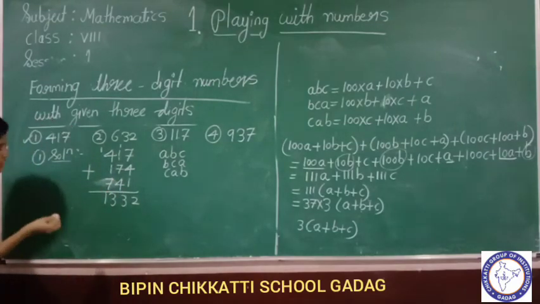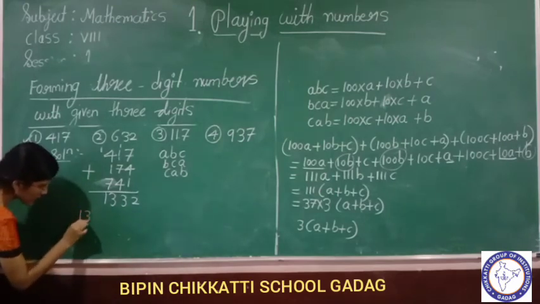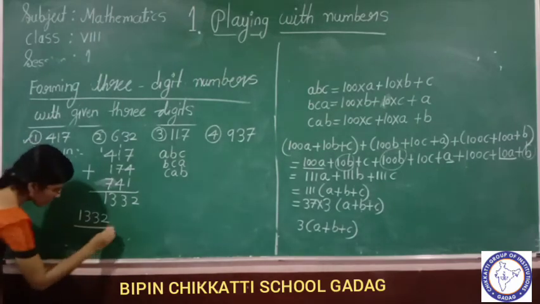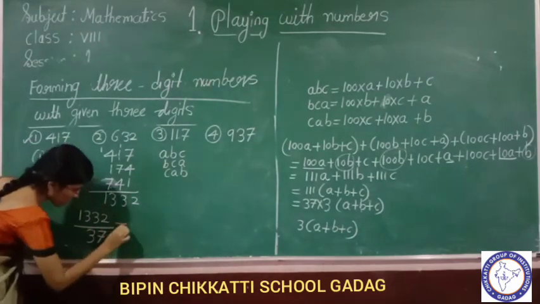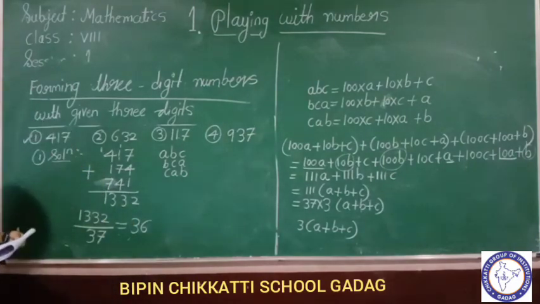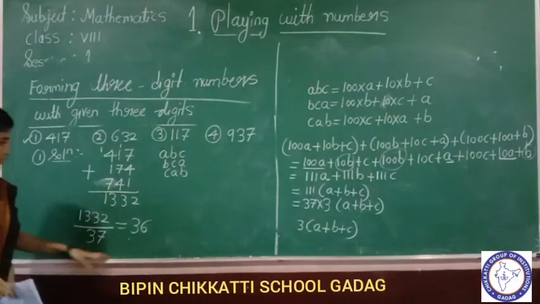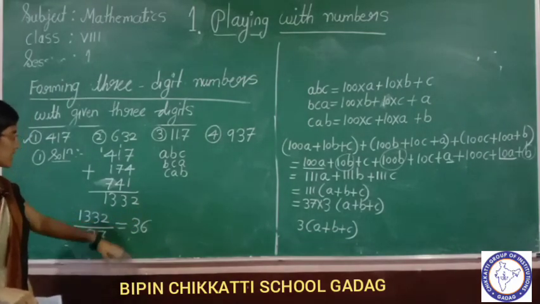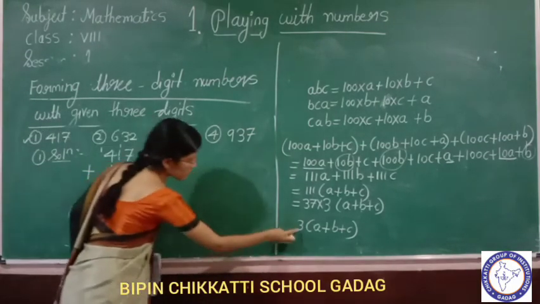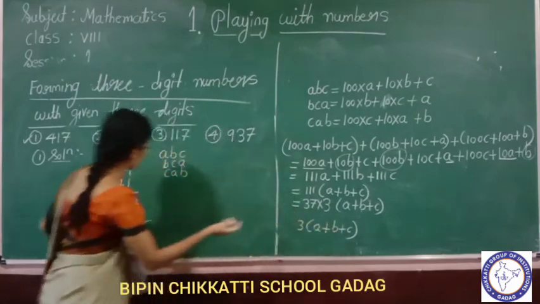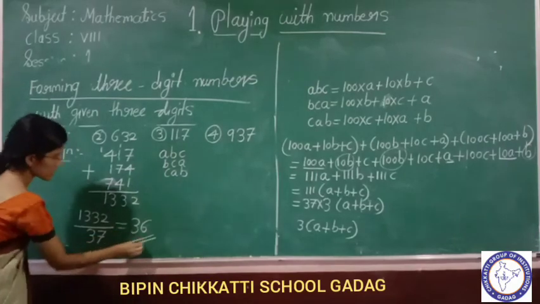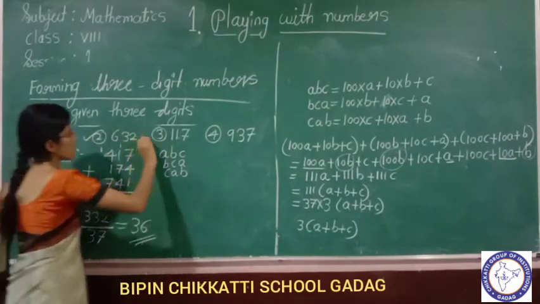What do we have to do afterwards? 1332. Divide this number by 37. If we divide this number by 37, we are going to get the answer 36. Again check it. Remainder, 3 into the bracket A plus B plus C. 7 plus 4 is 11, 11 plus 1 is 12, 12 3s are 36. The rest, you have to try these problems.